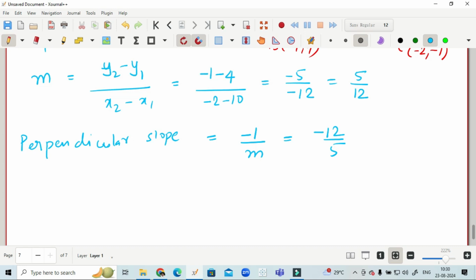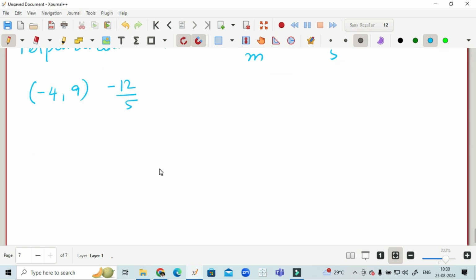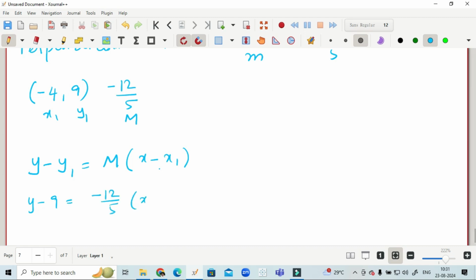Now point is known and slope is known. Point is minus 4 comma 9. Slope is minus 12 by 5. Now the equation is what? Say this is x1, this is y1, this is m. So y minus y1 is equal to m into x minus x1. So y minus 9 is equal to m into x minus of minus 4.